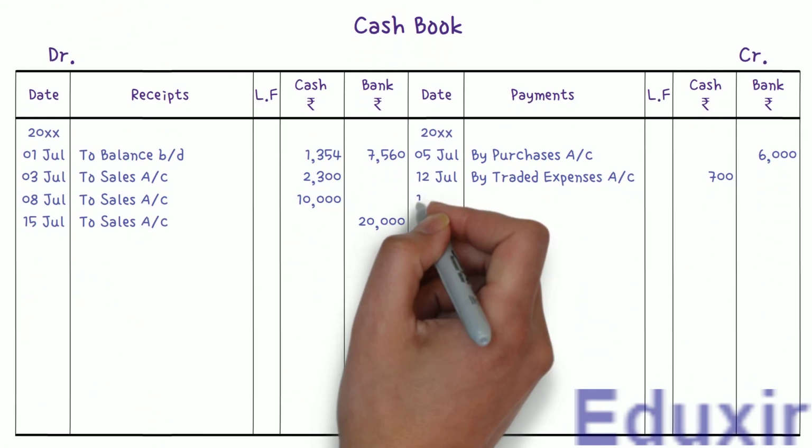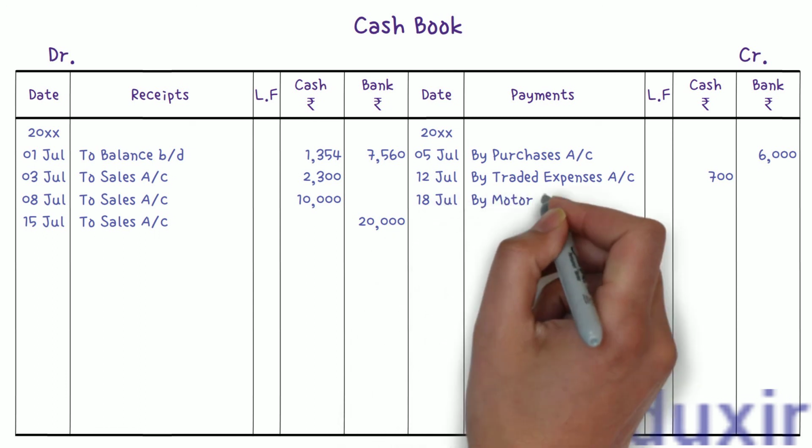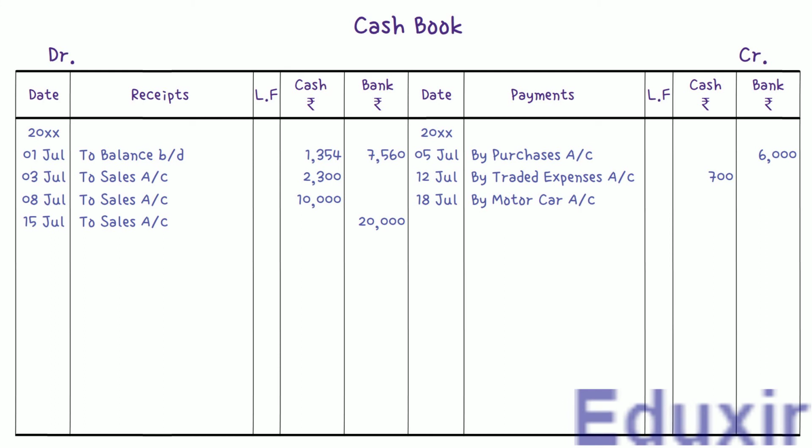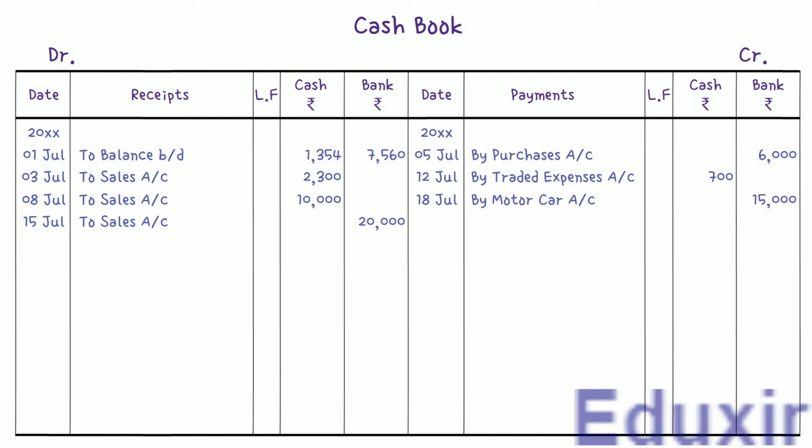Let us first record the date. Let us then record the motor car account into the payments column. Let us then record the credit amount of 15,000 rupees in the bank column. With that, we have completed the posting of this transaction into the cash book. Let us now take up the next transaction.